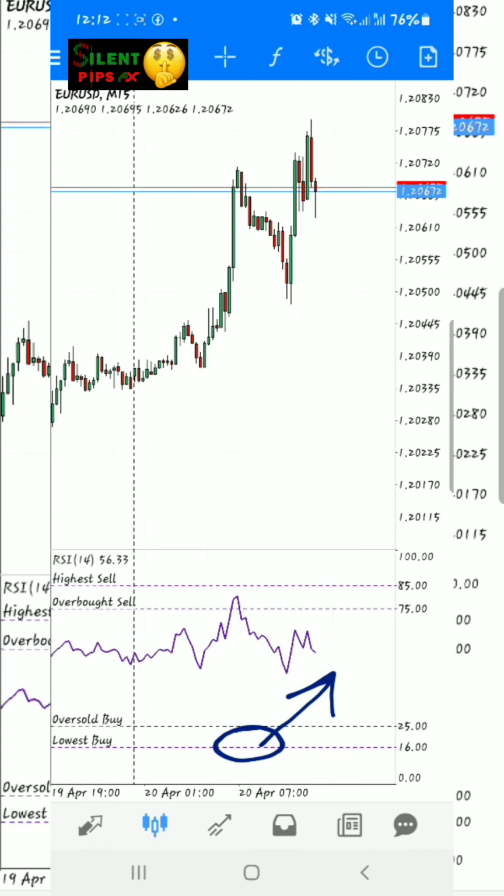Remember, do not use an indicator on its own to analyze the forex market.